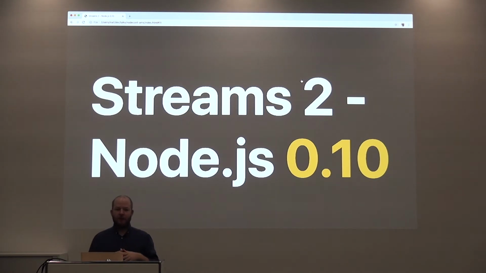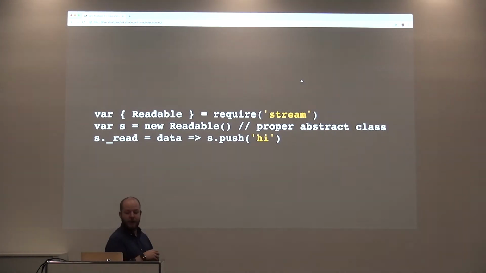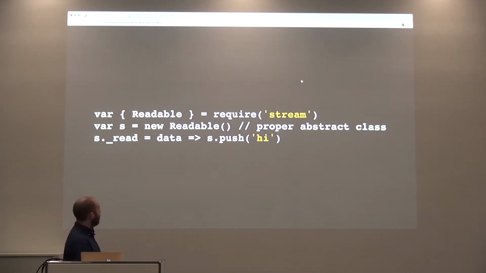Streams 2 was added in Node 0.10. It was the big thing back then, huge. And it had this new interface where somebody, I think, had programmed a lot of Java all of a sudden. They were like, you know what? Abstract classes, add a bunch of those.